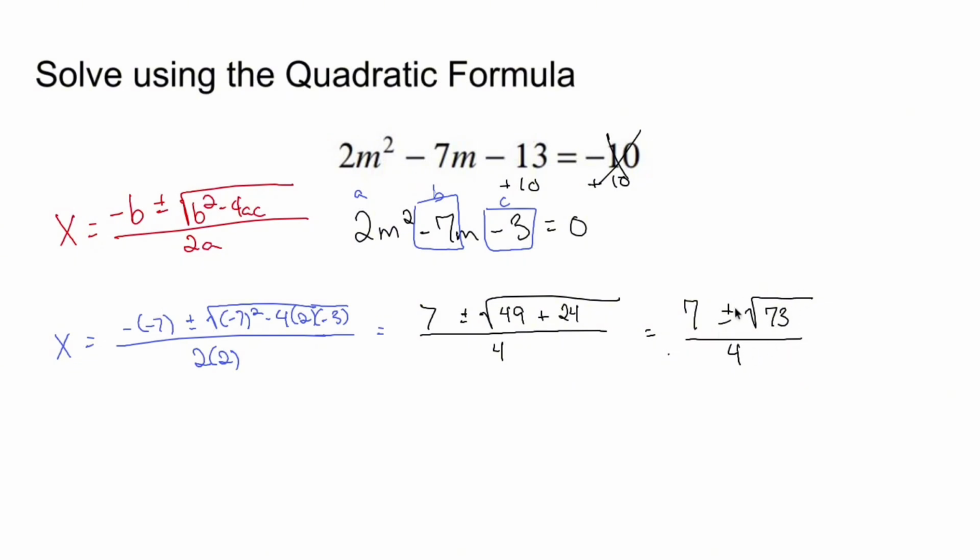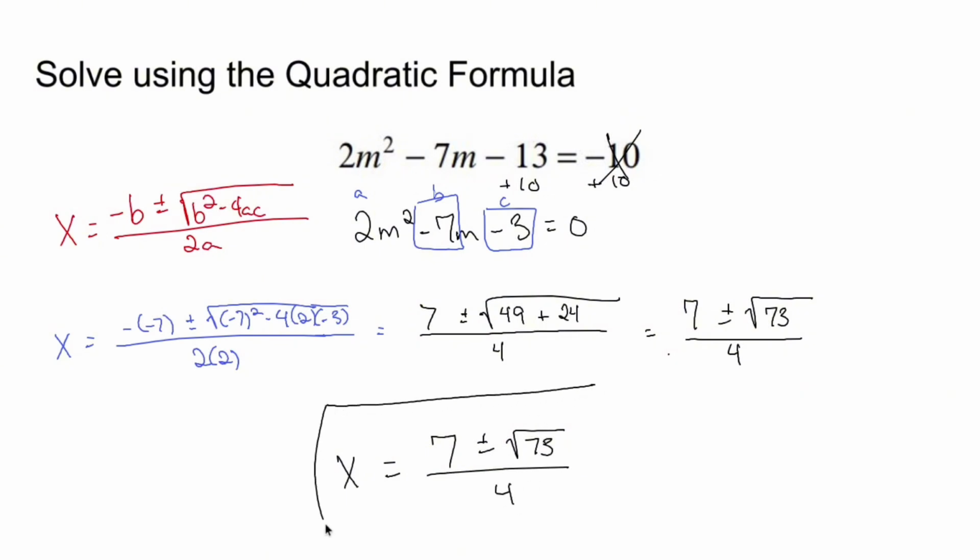Now, you can't do anything with the square root of 73 unless you plug it into a calculator. So most teachers would say, you know what? Leave it like that. You're done. Now, you might have a teacher that'll ask you to find out what the square root of 73 is and keep going. But this to me is perfectly acceptable, so this to me is going to be my answer.